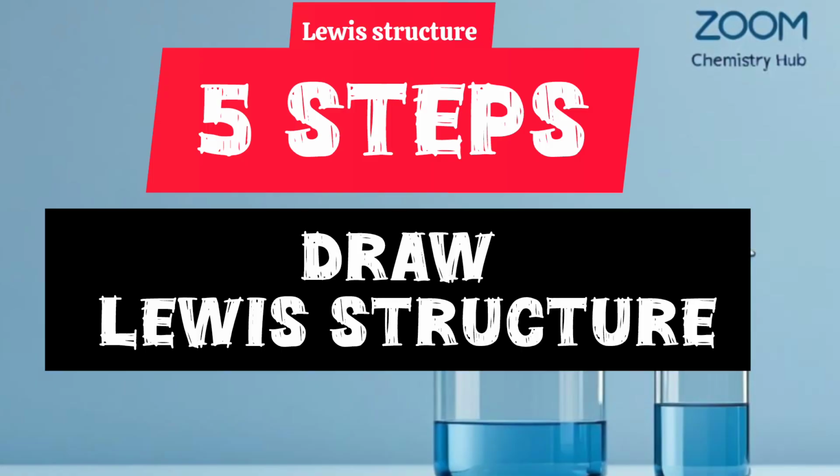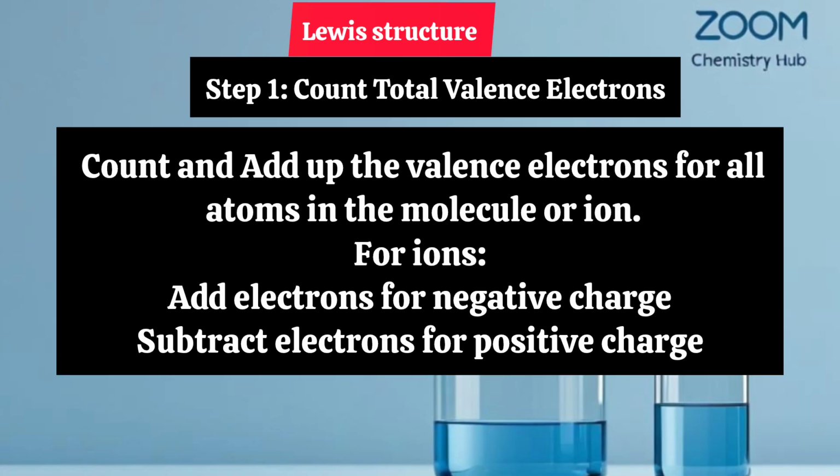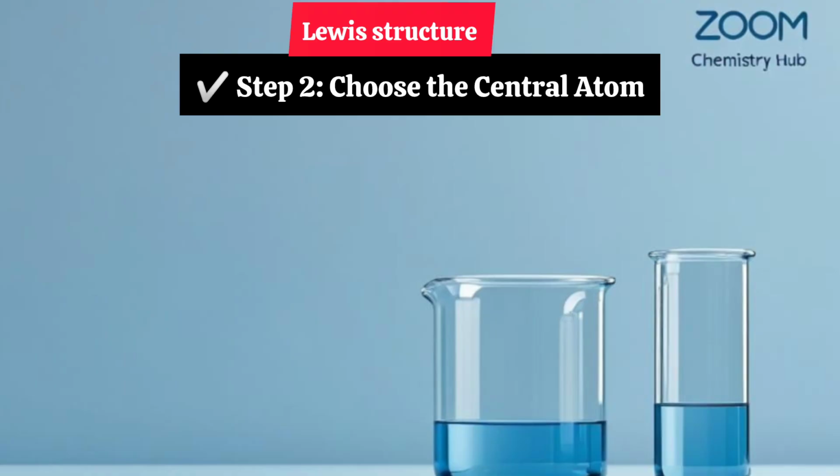Today in this short video we will discuss the different steps by which we will draw the Lewis structure of different molecules. So first we will discuss the different steps. The first step is that we count the total number of valence electrons of all the atoms present in a molecule or ion. For ions, we add electrons for a negative charge, and for a cation, or positive charge, we subtract electrons from the valence electrons. In the second step, we choose the central atom.